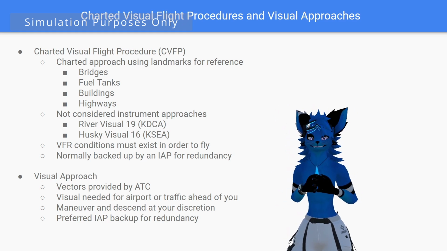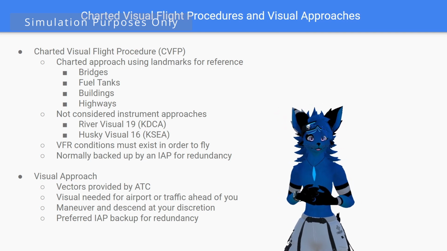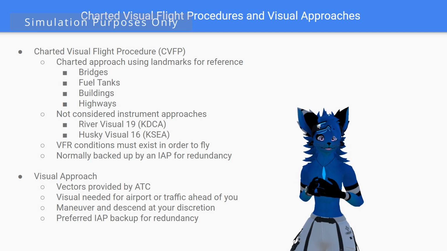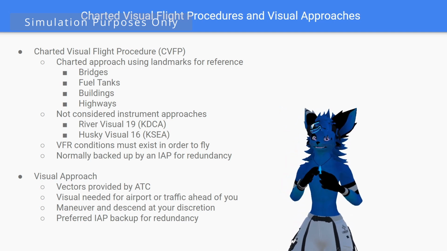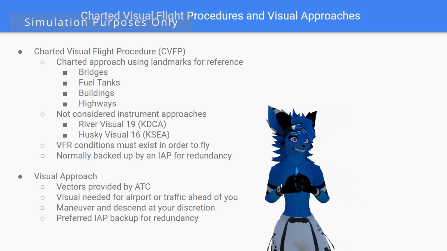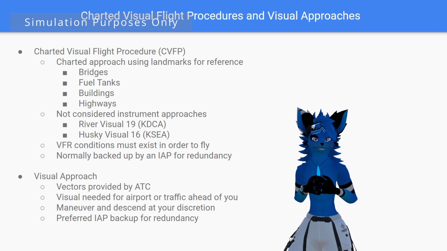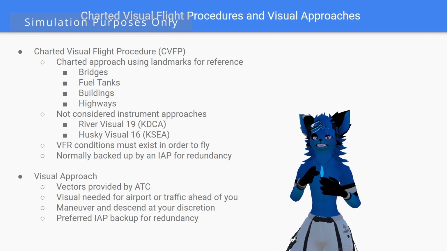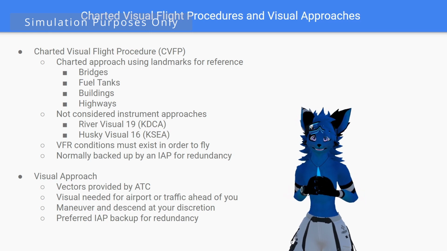Two very good examples of charted visual approaches that I personally love to fly are the River Visual 19 flying into Ronald Reagan National Airport in Washington, D.C., and the Husky Visual 16 flying into Seattle. In order to fly these approaches, you will need some sort of VFR conditions that will be specified in the charts themselves. Most of these are also going to be backed up by actual instrument approaches. For example, the River Visual 19 is backed up by the RNAV 19 approach. So a lot of the fixes that are on the RNAV 19 for DCA are going to be in the area of where some of those landmarks are.